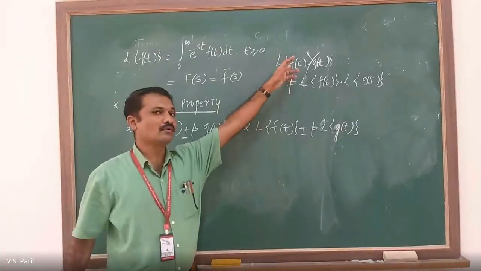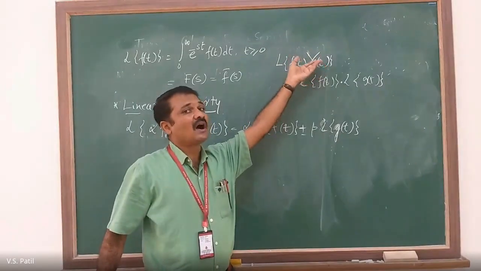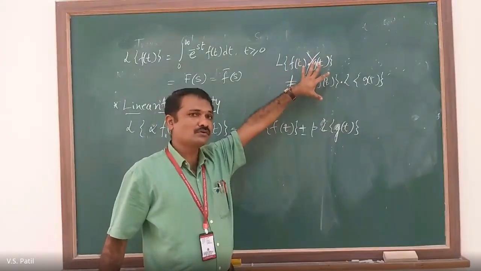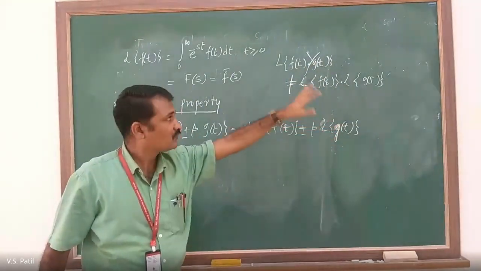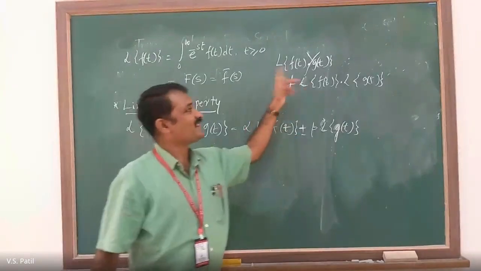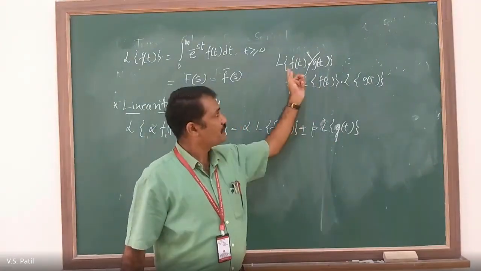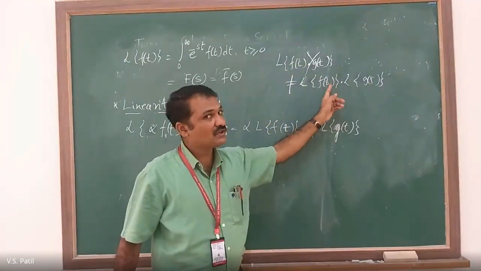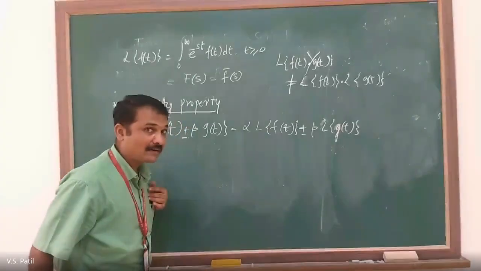So what you have to do? You have to reduce the product of these two functions to a sum or difference, by using the partial fraction method or any other method. Then you can use this linearity property. So if it is a product, this rule is not valid. Is that clear?